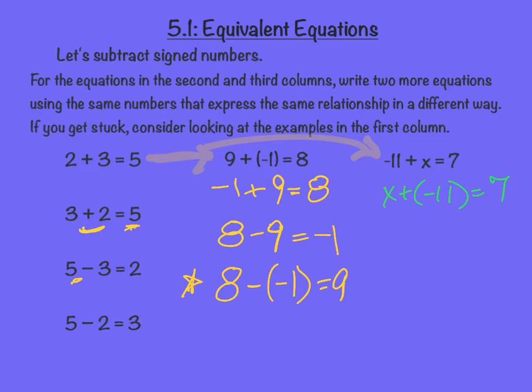Right? And then I would start with 7 and I would subtract x to equal -11. You see how I followed the same pattern I did in the first column. And then for the next one I would have 7 minus, and this time instead of the x, it would be the -11, and that would equal x.